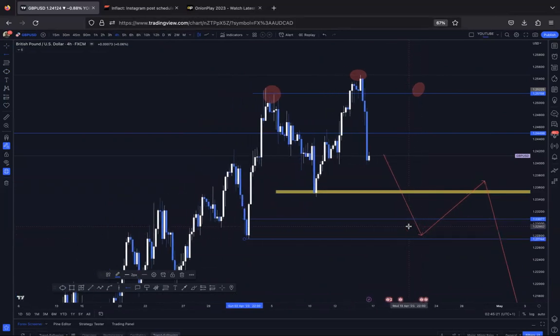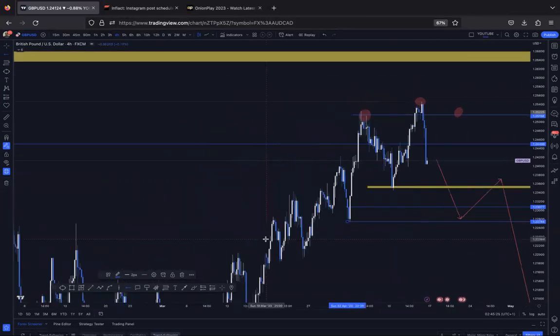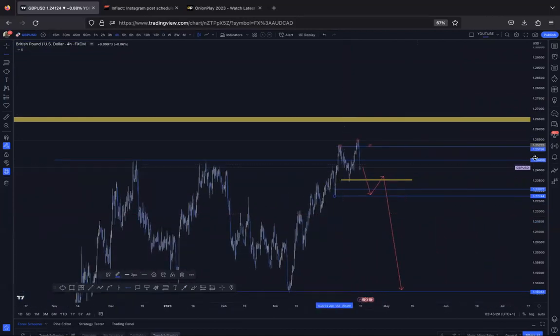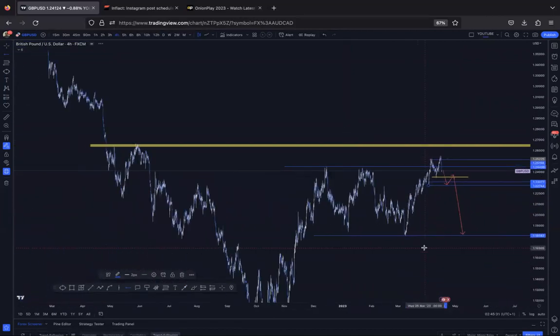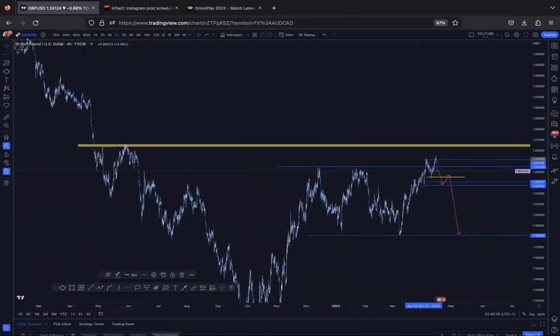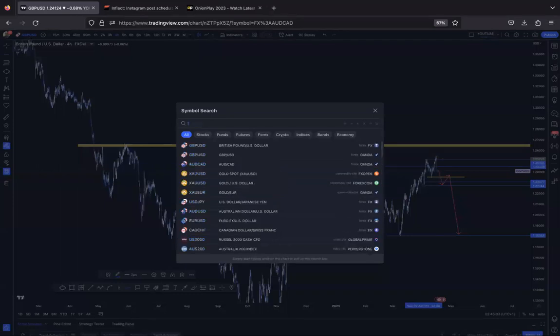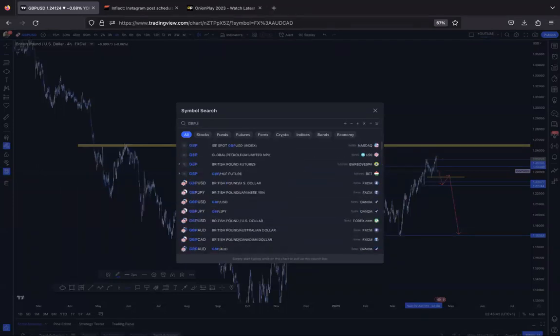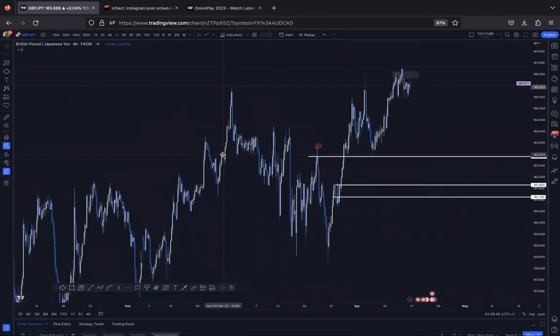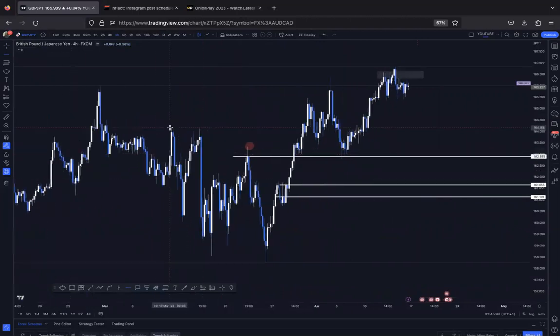But let's not even focus on that. We are doing top-down analysis, how we can break down structure from the monthly all the way to the weekly and then to the 4 hour time frame, right? So this is GBP USD. So now let's look at something else. Let's look at something like GBP JPY. All right, so GBP JPY.